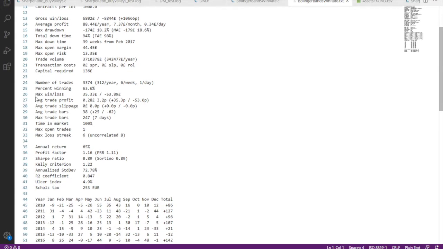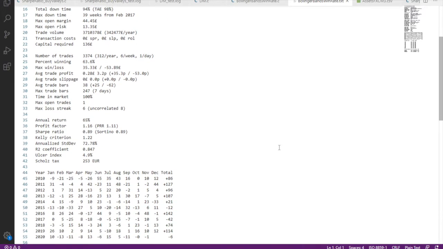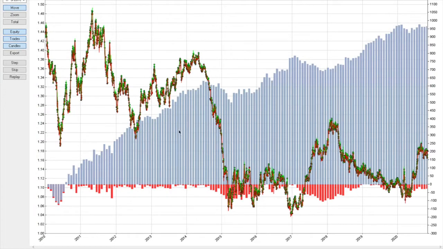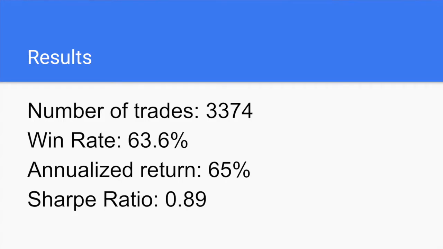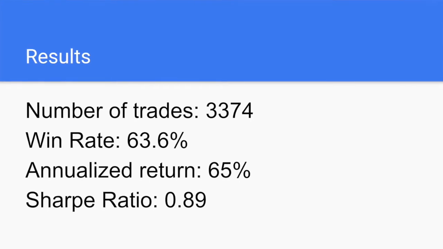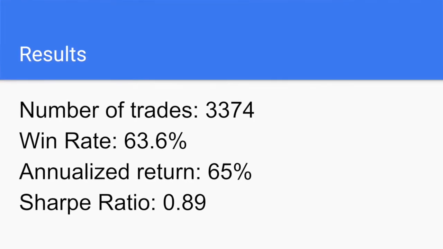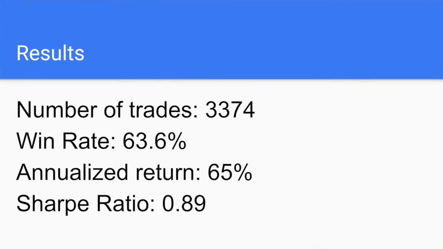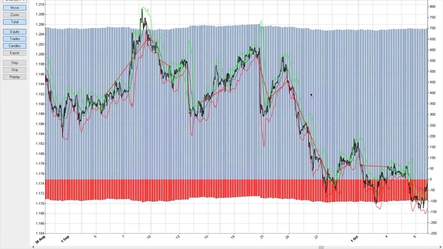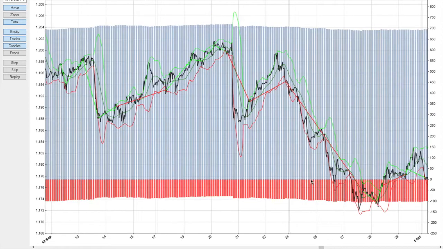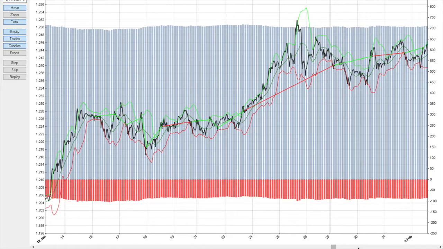As we can see here, the Bollinger Band strategy seems to have some strong edge using just the simple reversal rule for triggering the trades. Despite its simplicity, it produces a good-looking equity curve and very healthy performance metrics. Since 2010, this strategy has generated 3,374 trades, had a 63.6% win rate, an annualized return of 65%, and a decent Sharpe ratio at 0.89. It's also had a maximum drawdown of just 18.2%. However, time in adverse excursion is quite high at 98%.